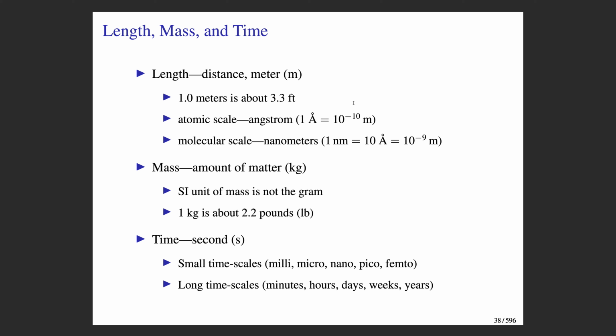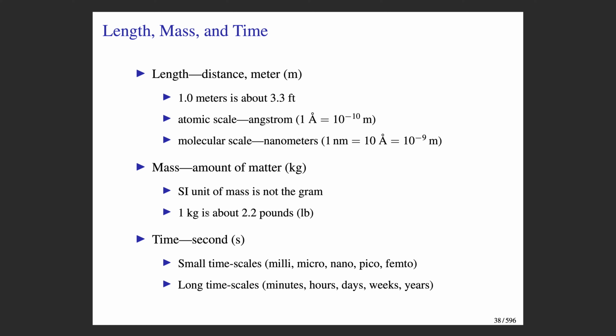Another common unit that we will use is the nanometer. 1 nanometer is 10 to the minus 9 meters, and that's also 10 angstroms. Just a reminder, the SI unit of mass is the kilogram. It actually has the prefix built into it, not the gram. And just for your reference, 1 kilogram is about 2.2 pounds, so a little over 2 pounds.